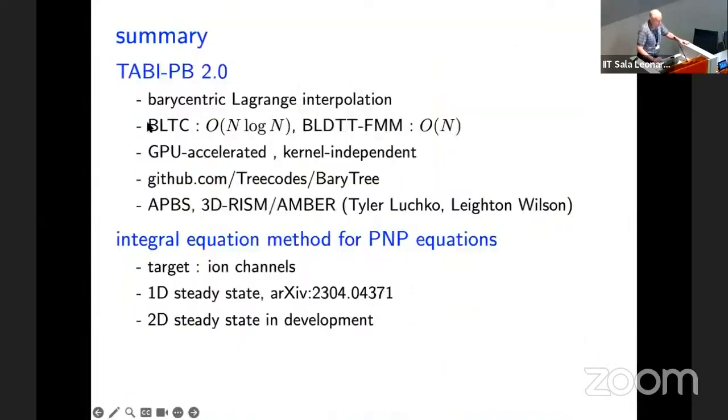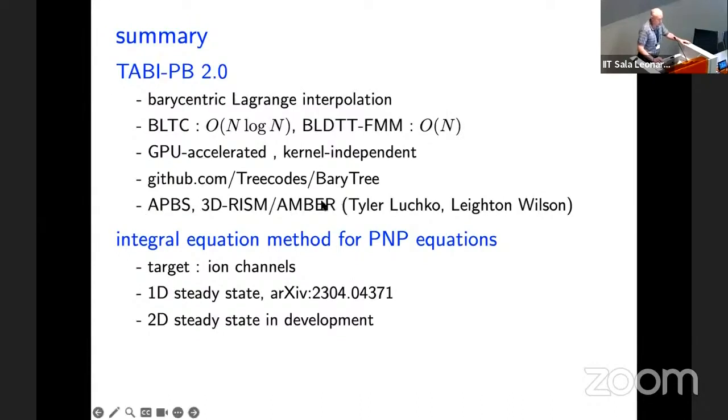And so I told you about our new version of this boundary element code. By the way, it's an option in APBS, and if you go into the documentation, the version that's in there has recently been updated with the 2.0 stuff, but it doesn't run on a GPU because their server doesn't allow GPUs, but it will still run on a CPU.